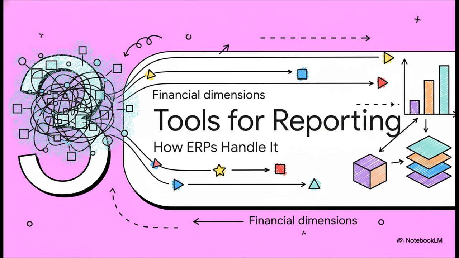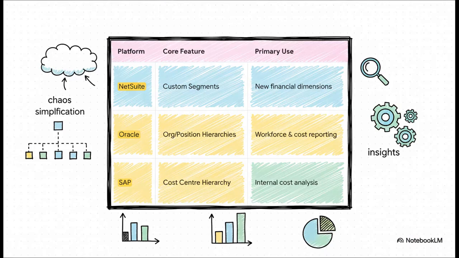Okay, that all sounds great in theory, but how does it actually work in the real world? Let's take a look at how the big ERP systems handle this whole concept. Now, the names might be different depending on the platform you're using, but the core idea is exactly the same. You'll see NetSuite calls them custom segments. Oracle might use something like organization hierarchies. In SAP, you'll hear about the cost center hierarchy. Don't get hung up on the names. They're all just different paths leading to the same destination: really granular reporting.